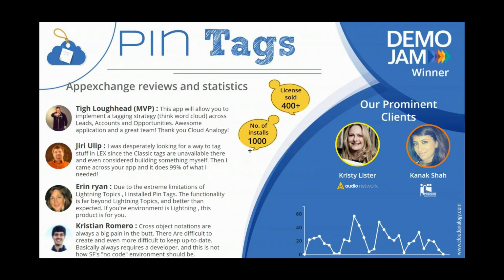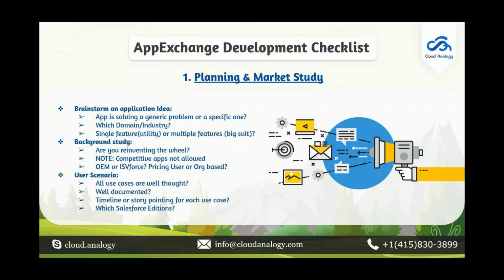Although it's not even 12 months, we are able to sell a good number of licenses, and we have a success story behind it. The app is also a Demo Jam winner, which we are very proud to showcase. We are going to share this exact success journey through this AppExchange Development Checklist. The first step is definitely planning and market study.